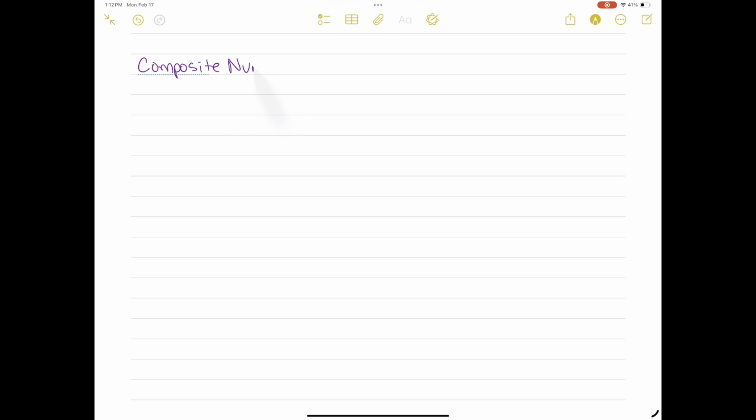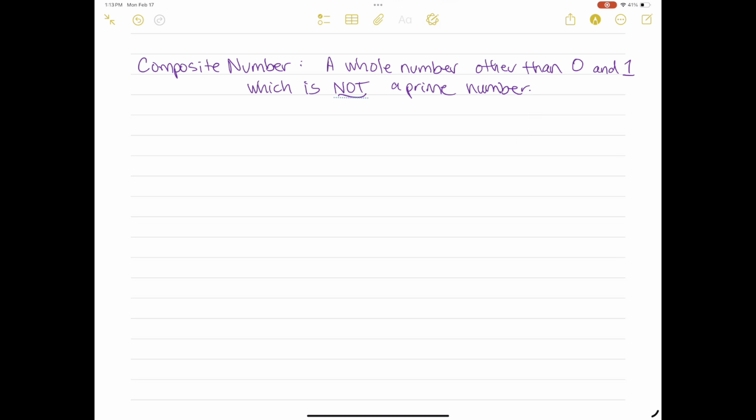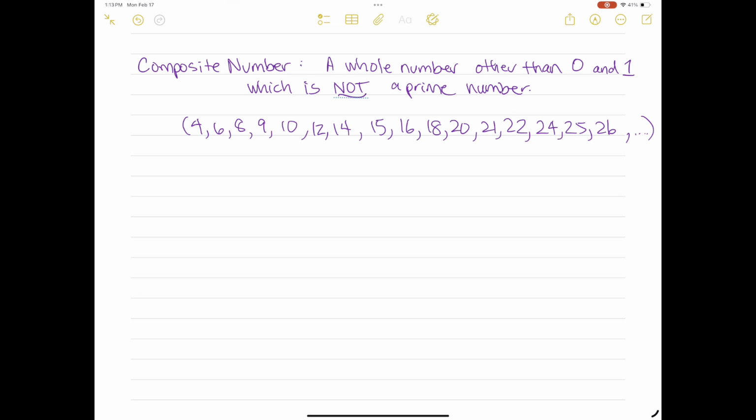Composite number, a whole number other than 0 and 1, which is not a prime number, such as 4, 6, 8, 9, 10, 12, 14, 15, 16, 18, 20, 21, 22, 24, 25, 26, etc.